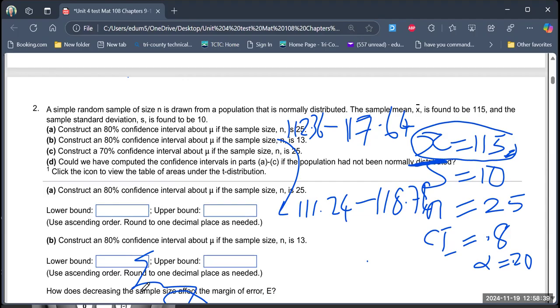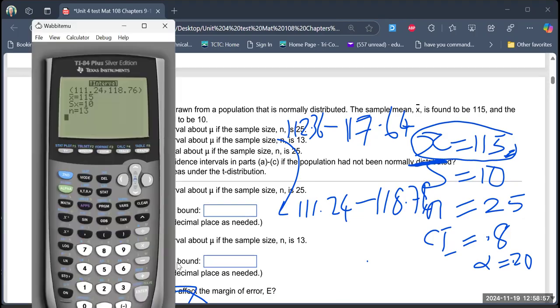I want us to know that we can be told to calculate the margin of error. Margin of error is upper bound minus lower bound divided by 2. So let me find the margin of error here. I'll get my calculator quickly. What is the margin of error in the first one and the second one? When the sample size was 25, the margin of error is what I'm looking for now.